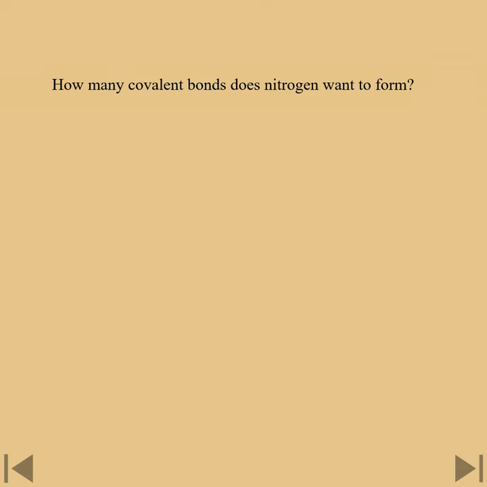Now, how many covalent bonds does nitrogen want to form? Well, it wants 3 more electrons to be like neon, so it's going to form 3 bonds.